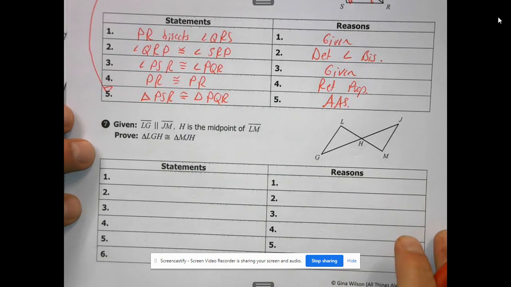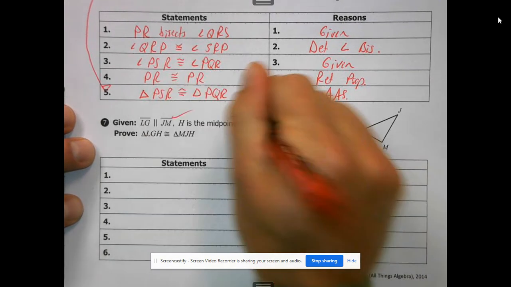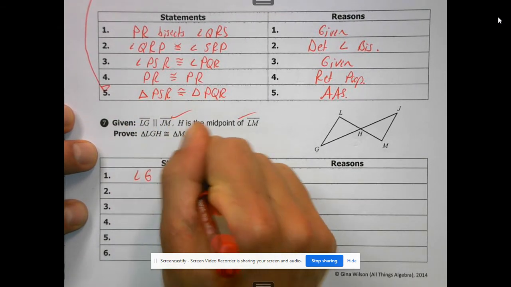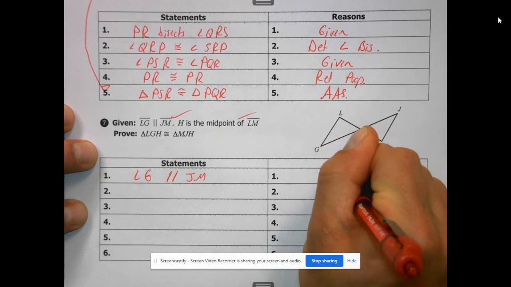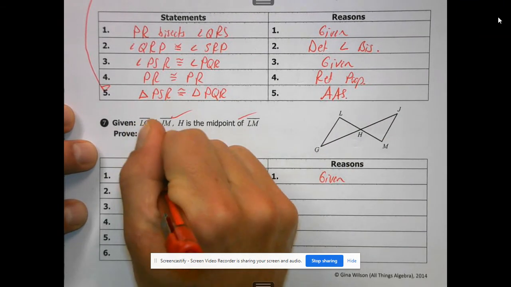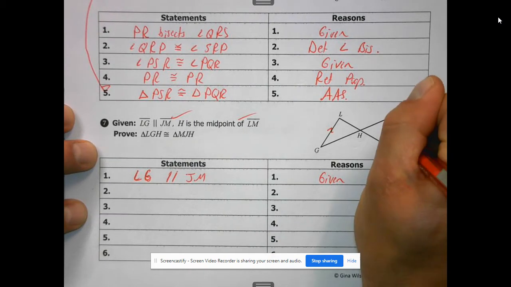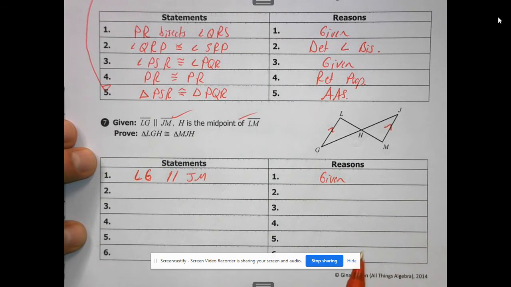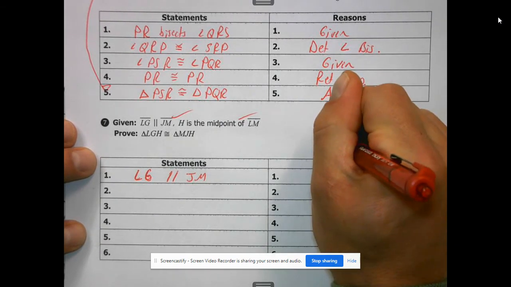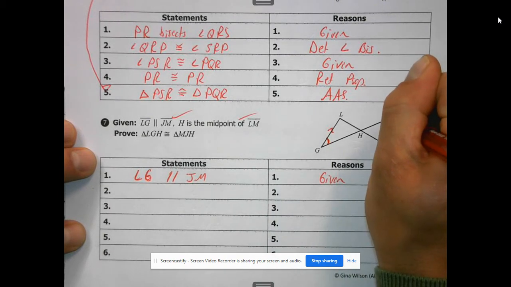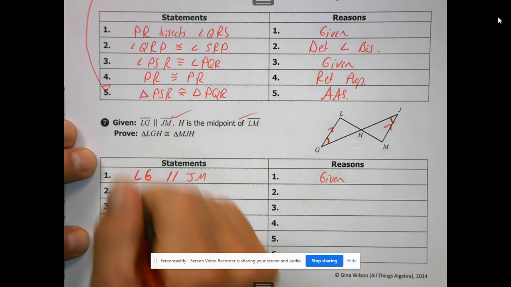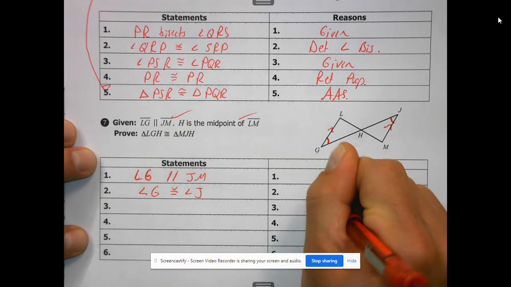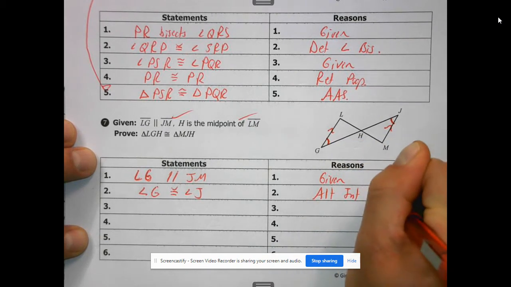Last proof for angle, angle, side. We have 2 givens. First one says LG is parallel to JM. Let's mark it. LG is parallel to LM. I'm going to have some alternate interiors here, so let's find the set here. I'm going to say this angle is congruent to that angle because they're alternate interior. So angle G is congruent to angle J because they're alternate interior angles.